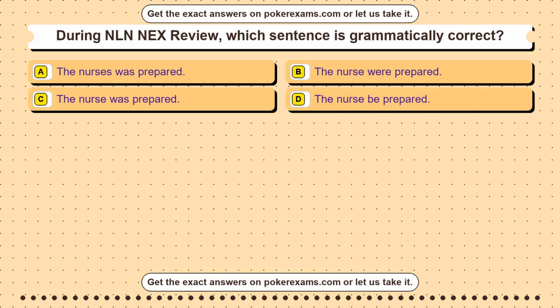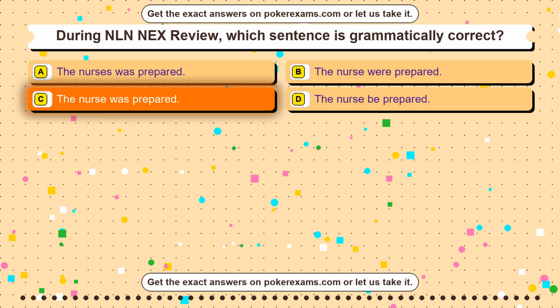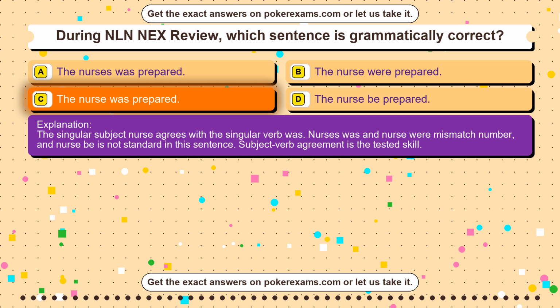Question 1. During GED reading practice test, which phrase describes a dependent variable? Option A. The outcome measured. Option B. The factor changed. Option C. The control group. Option D. The background reading. The correct answer is option C. The dependent variable is the outcome measured in an experiment. The independent variable is the factor changed, a control group is used for comparison, and background reading is not a variable. The word dependent links to measured result.